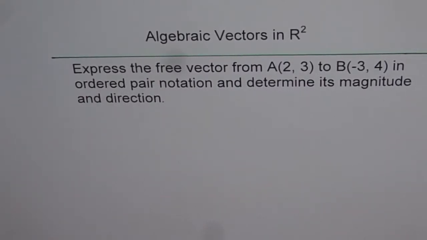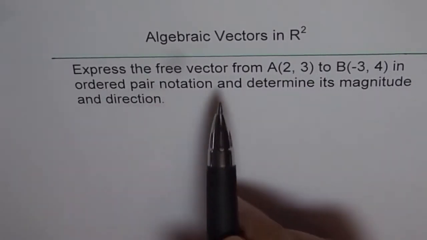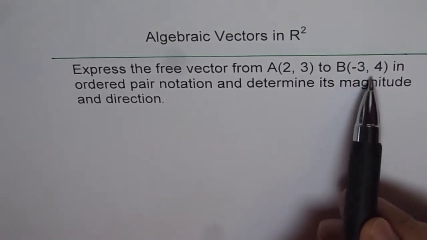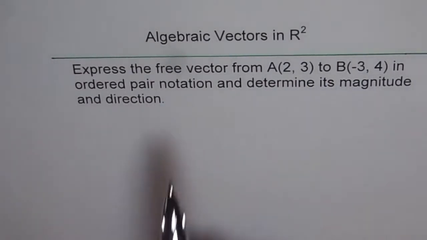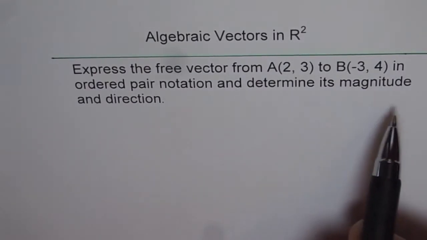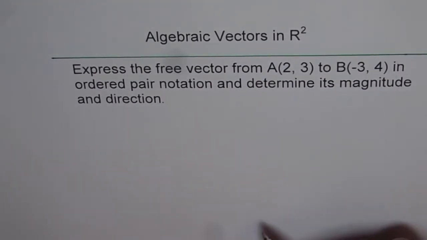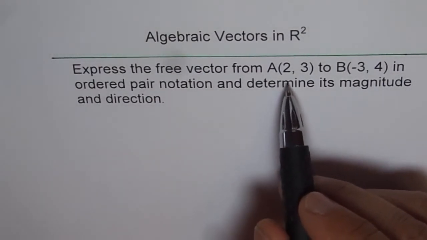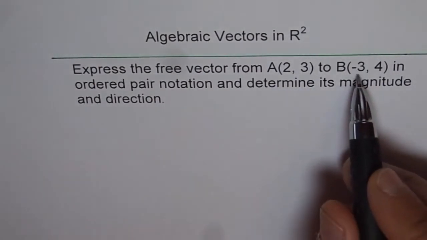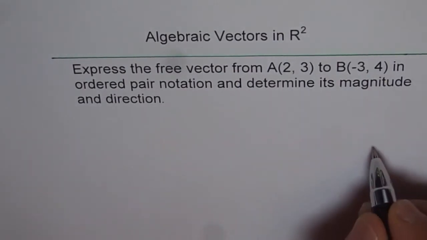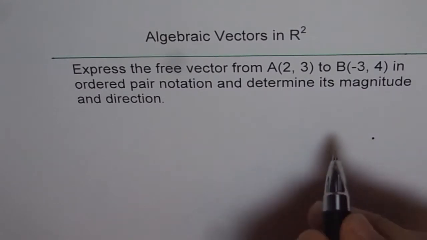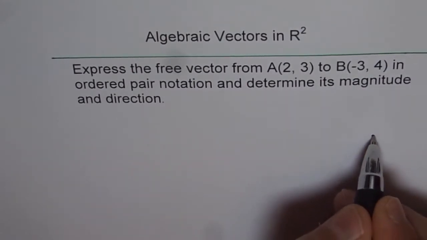Algebraic vectors in R2. Express the free vector from A (2, 3) to B (-3, 4) in ordered pair notation and determine its magnitude and direction. So we have two points, which are (2, 3) and (-3, 4). Let's say this is our point (2, 3), then (-3, 4) will be on the left side. So the vector could be like this.